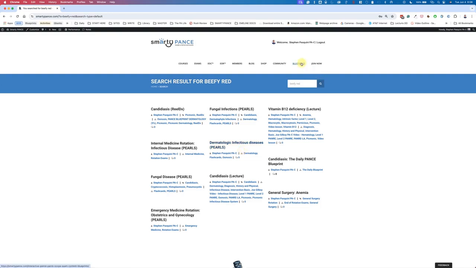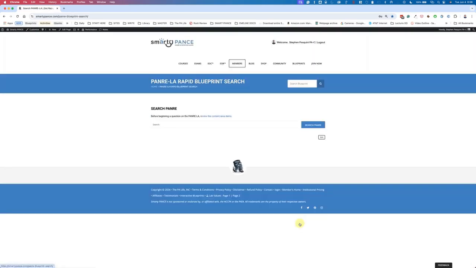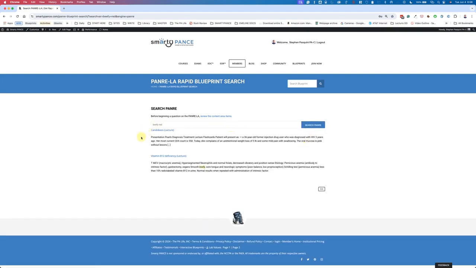And another thing too, if you go to blueprints, and I have this PANRE rapid search tool here, this also will do the same thing. So if, say, you put in beefy red here, you're going to see it's actually going to give you two options. It's actually going to be more streamlined, but not quite as good as the other search, but it would work. And you can search the PANRE and you're going to get options just as well, but they're not going to be quite as specific. Maybe this isn't the best example, but you can imagine that sometimes the questions get much more complicated and you're having to search more specifically.